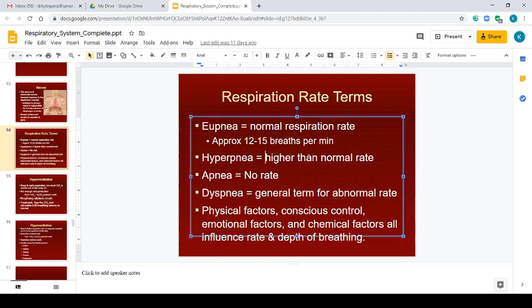A higher than normal rate is hyperpnea. That's a higher than normal. Apnea is no breathing, right?